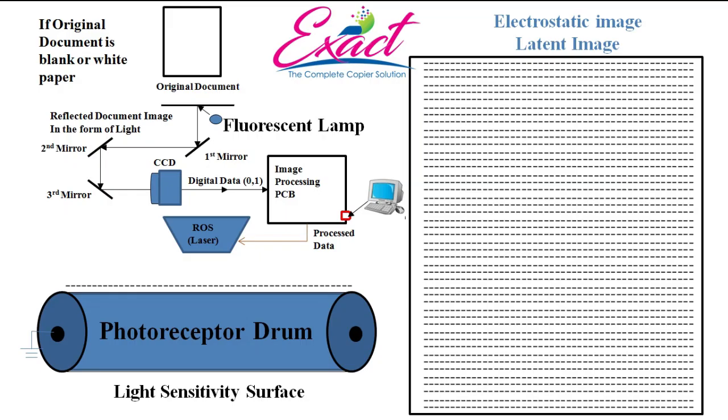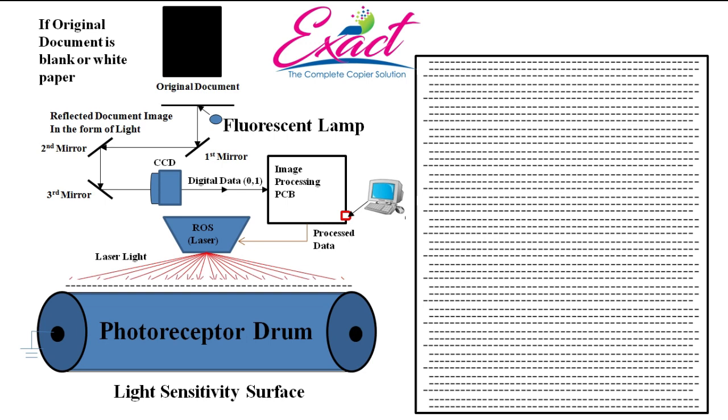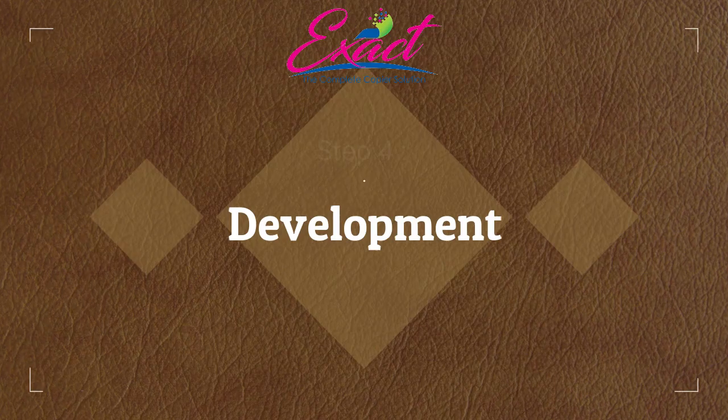If your original document is white or blank, the image area on the document is blank, so the laser beam does not fall onto the photoreceptor drum, so all the charge stays as it is. If your original document is full black, wherever the laser beams fall onto the photoreceptor non-image area, the photoreceptor drum is discharged fully.